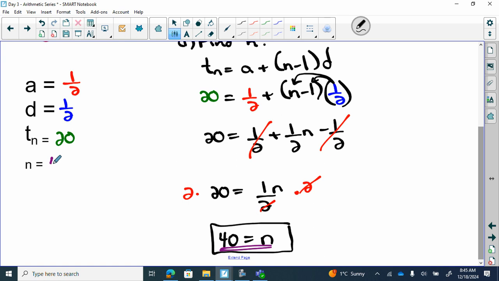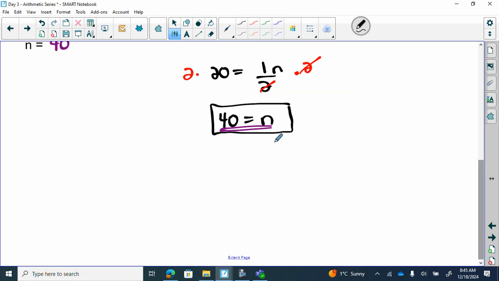If n is 40, step 2 would be to find S what? Sn or S40. Step 2, find S40.